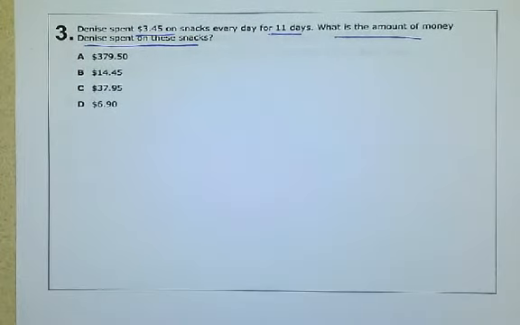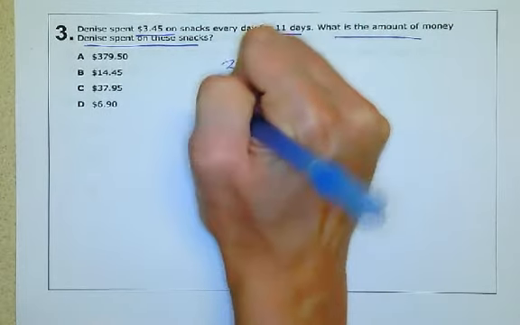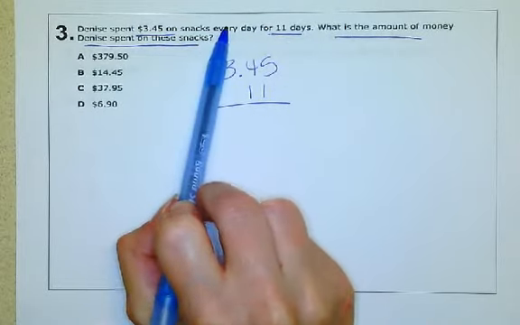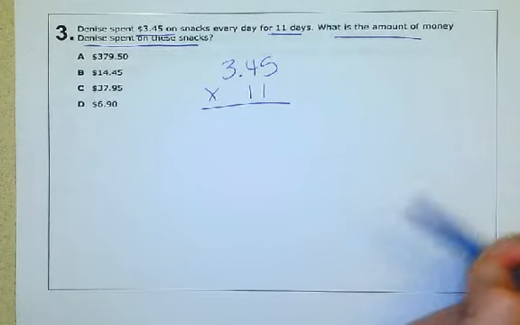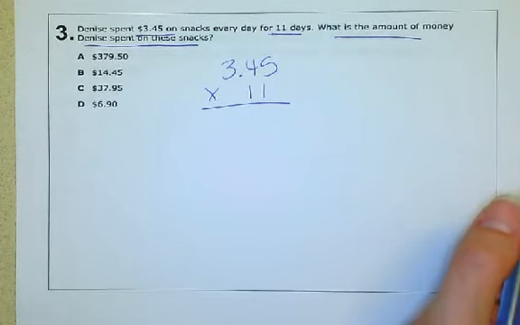Thank you. Alright, if you have the number 3 on your desk, raise your hand. Can you tell me how I would solve this problem? Correct, I'm going to have to multiply my 3 and 45 hundredths times 11, because I know this is how much she spends on snacks every day, and she does this for 11 days. So let's go ahead and multiply on your own sheet of paper, and then we'll check our answers together and see if we agree.